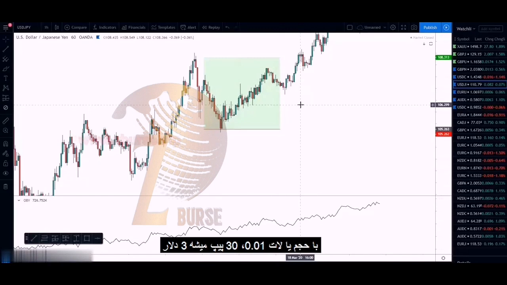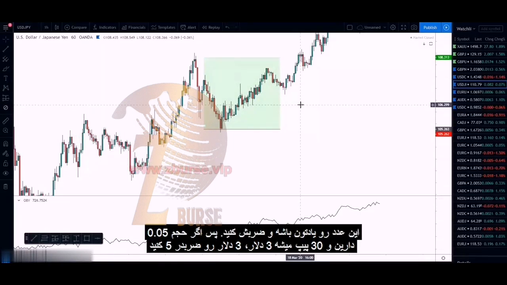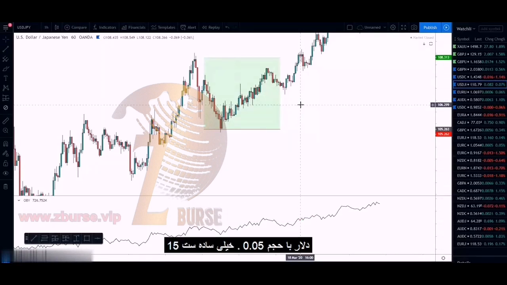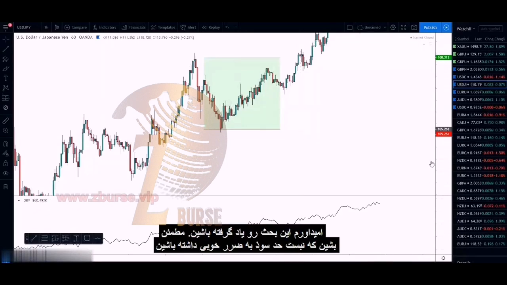Okay, 0.01, 30 pips, that's going to be $3, okay? Remember that number and then multiply that. So if you do a 0.05, and 30 pips on a 0.01 is $3, do $3 times 5, okay? $15 on a 30 pip loss on a 0.05, okay? It's that simple. Hope you guys learned something from that.